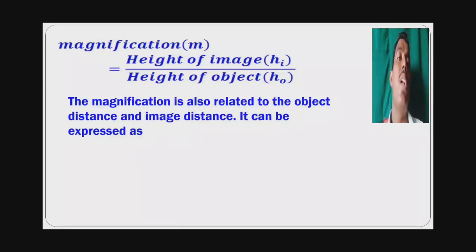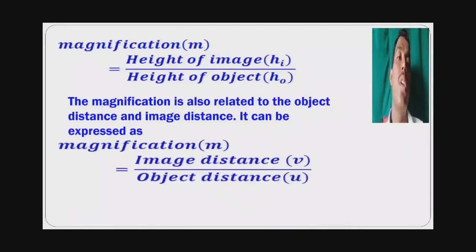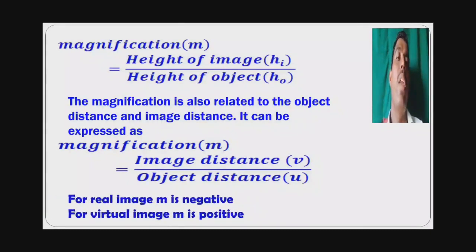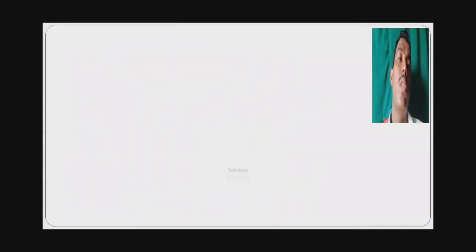The magnification is also related to the object distance and image distance. It can be expressed as magnification, small m, is equal to image distance by object distance, v by u. In the case of mirrors, it is minus v by u, but in the case of a lens, it is plus v by u. For a real image, m is negative. For a virtual image, m is positive.